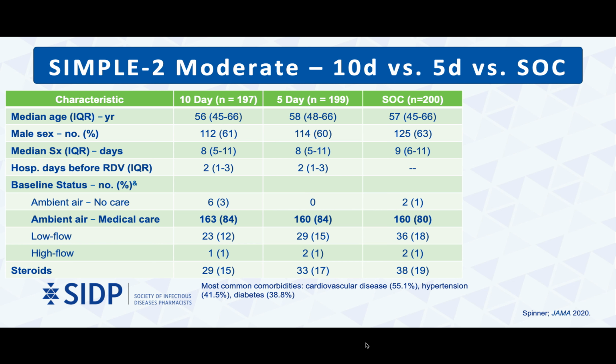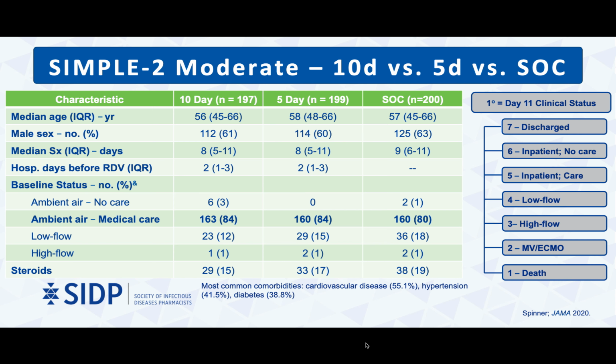For baseline characteristics, the patients were similar in age across groups, and about 60% of the patients were male. Median duration of symptoms prior to randomization was 8 days for both remdesivir arms and 9 days for the standard of care arm, which is similar to what we've seen in previous trials. For baseline clinical status, the majority of patients, 80 to 84%, were on room air but requiring medical care at baseline, followed by low-flow oxygen supplementation, 12 to 18%. And concomitant steroids were administered in 15 to 19% of patients.